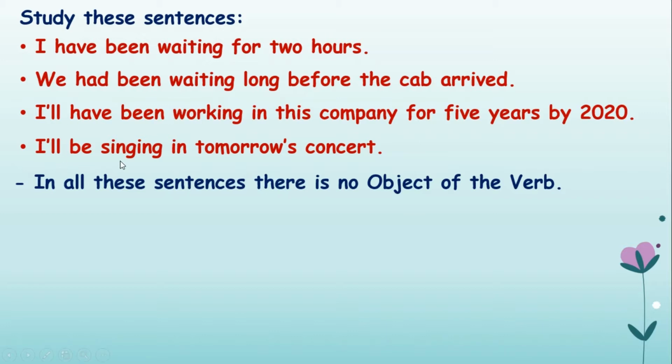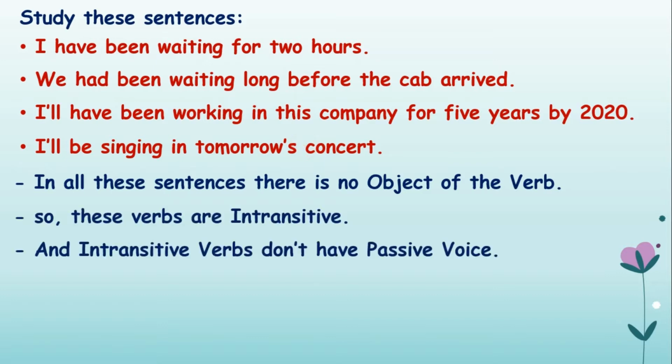I'll be singing in tomorrow's concert. In this sentence as well, singing doesn't have an object. In tomorrow's concert is a prepositional phrase. Okay. So there are no objects in all the 4 sentences. Verbs which don't have objects are called intransitive verbs, and as a thumb rule, only transitive verbs can be converted into passive voice. Intransitive verbs don't have passive forms. So these verbs are intransitive, and intransitive verbs don't have passive voice.